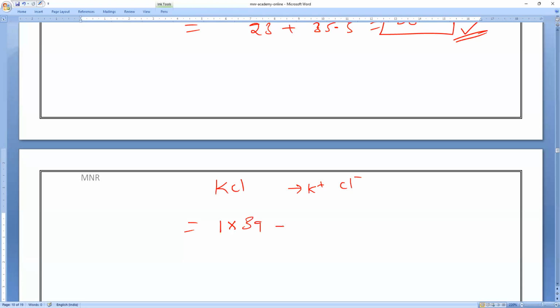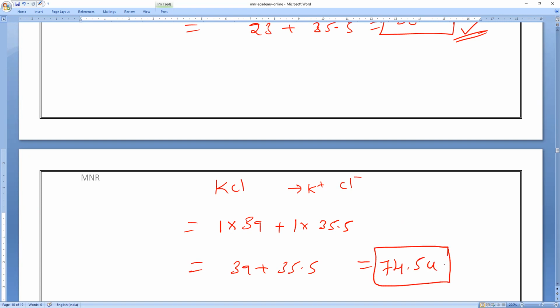39 for potassium plus chlorine ions, 1 into what is the atomic mass? 35.5. So 39 plus 35.5 equals 74.5. So 74.5 U is the formula unit mass of KCl. Understood?